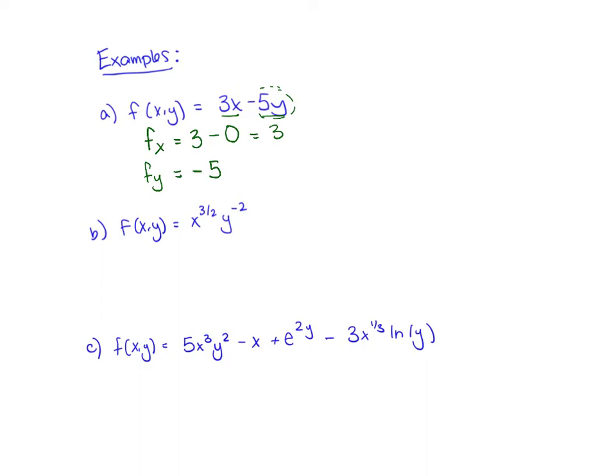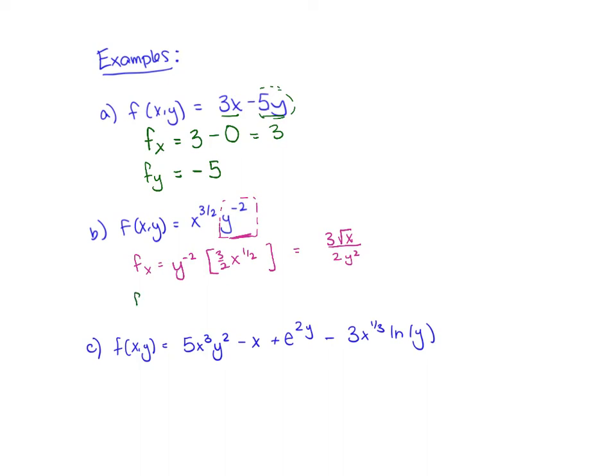For the next one, I'm going to do partial with respect to x. Now again, my y is just a constant. So whenever you have a constant multiplied by your function, and you take the derivative, that constant just comes along. And then you just take the derivative of what's left. So I'm going to get 3 halves x to the 1 half times y to the negative 2. So if I wanted, I could simplify this down to 3 root x over 2y squared. But we don't have to do that.